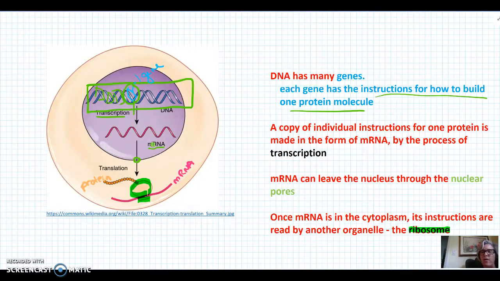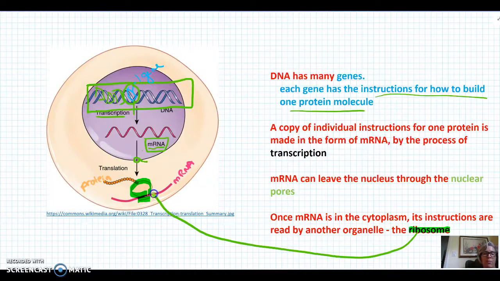That's a lot of words, so you may want to stop that and replay that. So for transcription, we make a copy of one gene from the DNA in the form of mRNA. mRNA is allowed to leave the nucleus. It can leave the nucleus through this nuclear pore, and once it's out in the cytoplasm, the instructions on how to make a protein are read by another organelle called the ribosome, which will be the subject of a future video. So that's all we have on the nucleus. You should make sure you have all of this in your notes.